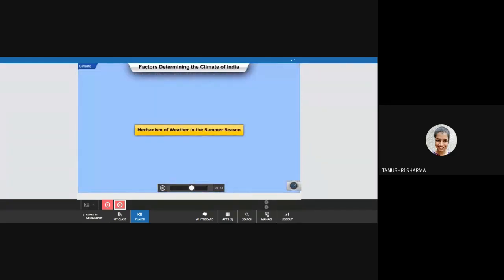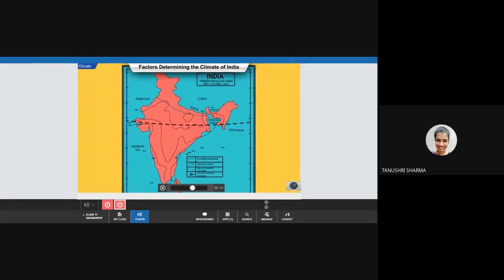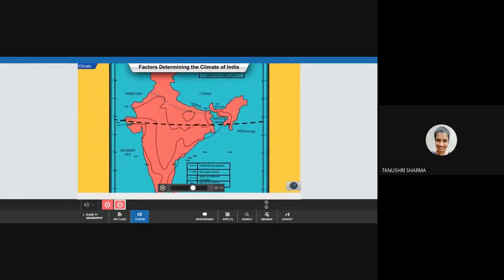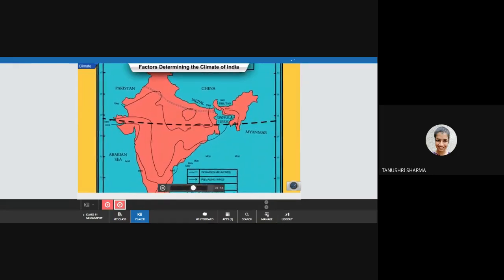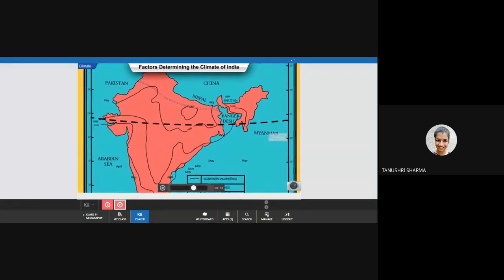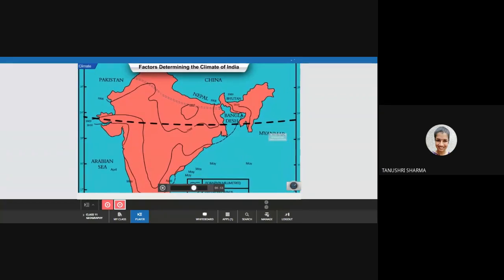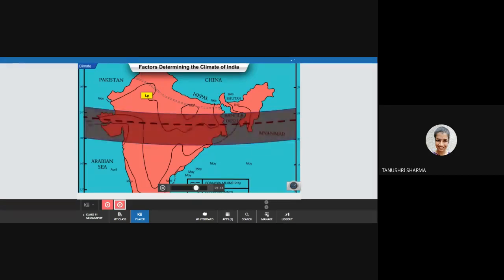Mechanism of weather in the summer season. Surface pressure and winds. As the summer sets in, the wind circulation over the subcontinent undergoes a complete reversal at the lower as well as the upper levels. By the middle of July, the low pressure belt shifts northwards nearer the surface, known as Intertropical Convergence Zone (ITCZ). It is roughly parallel to the Himalayas between 20 degrees north and 25 degrees north.